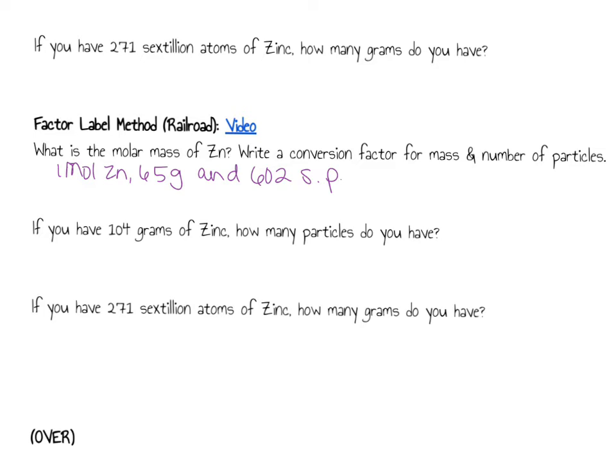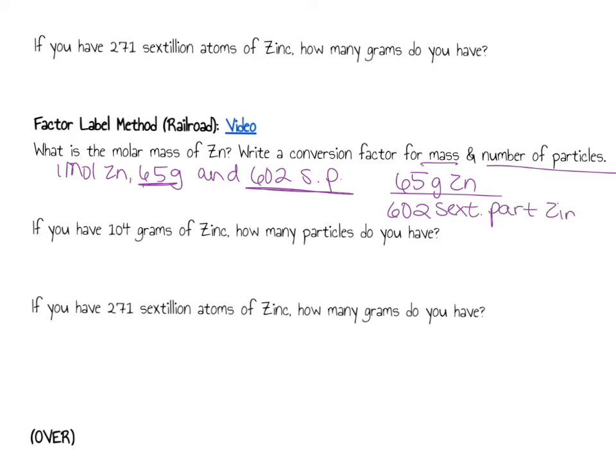And now I need a conversion factor between mass and number of particles. So here's my mass is 65, number of particles is 602 sextillion particles. So I know for every 65 grams of zinc, there are 602 sextillion particles of zinc. And I'm going to use this as my conversion factor to get from what I am given to what I need to solve.